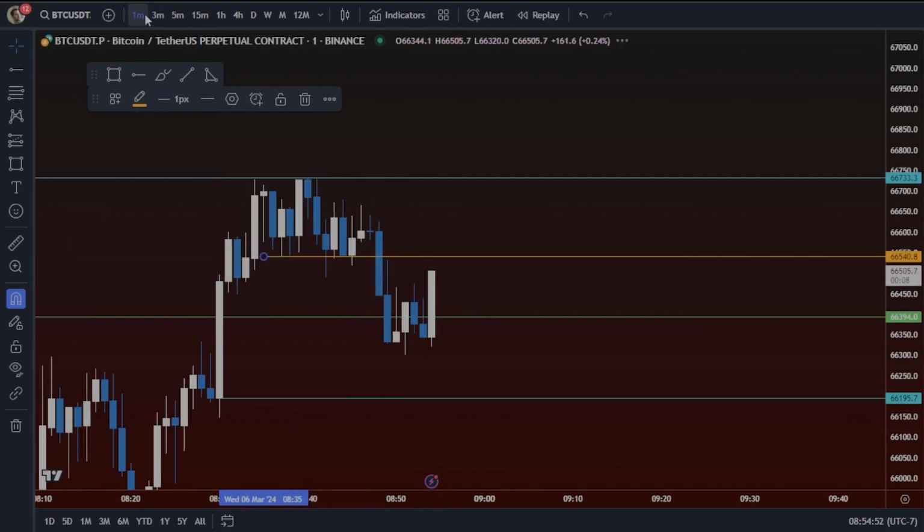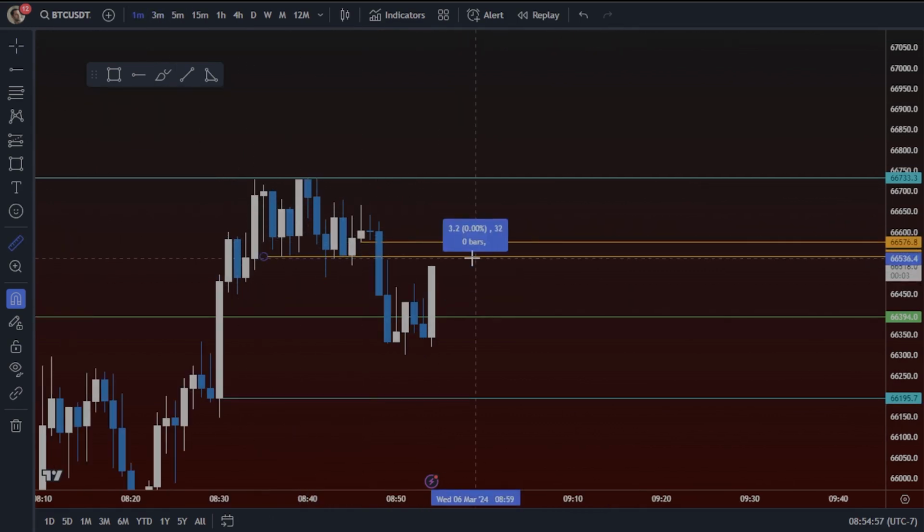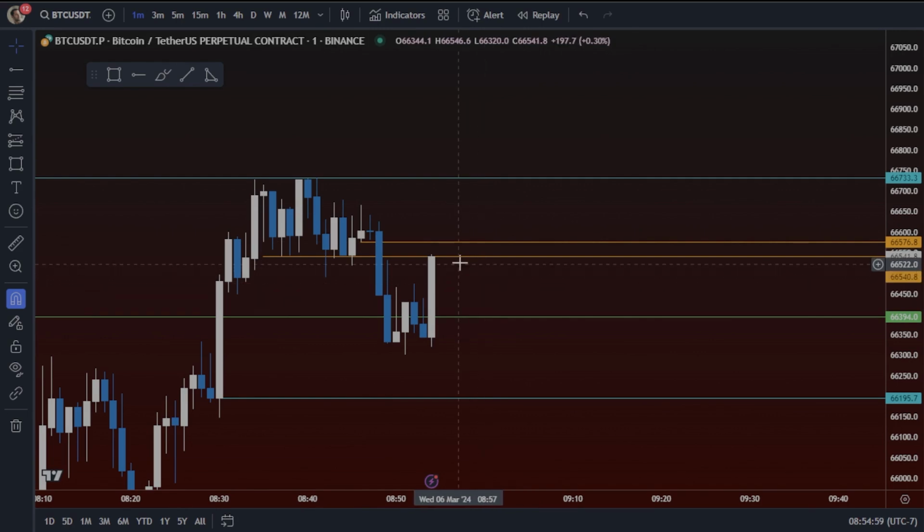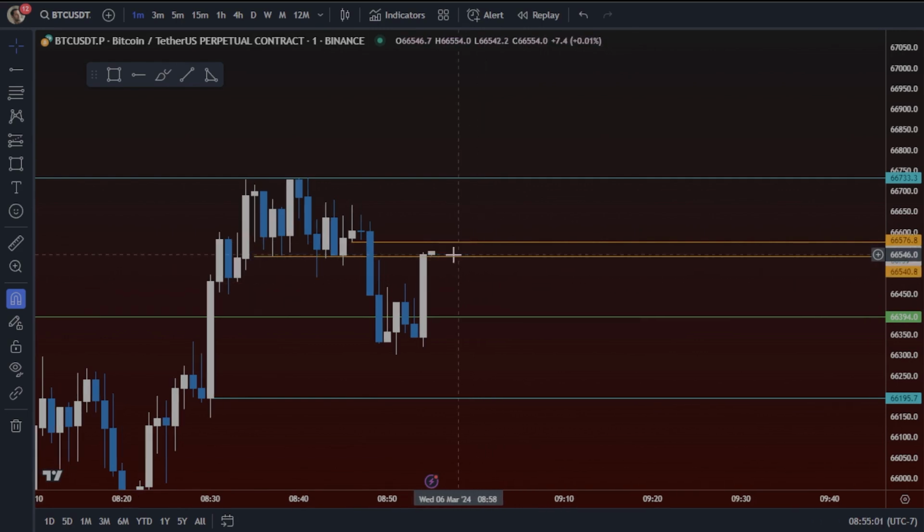Can't combo that. There's a 1 minute here. You could try to get a little greedier and go for this 1 minute. Yeah, this is the trade right here. This is the short. Let's just see how this plays out over the next few minutes.